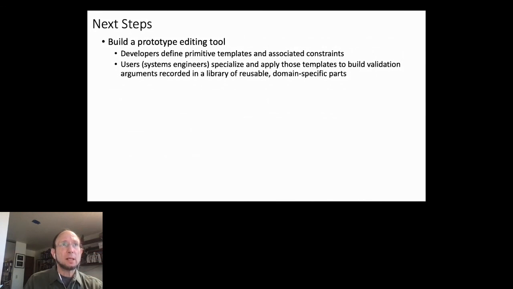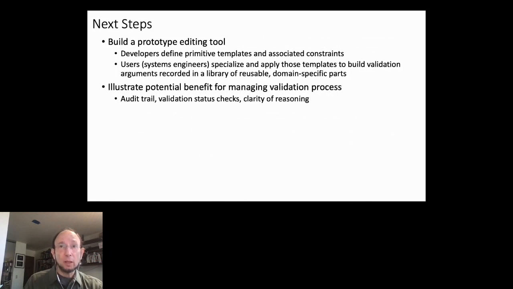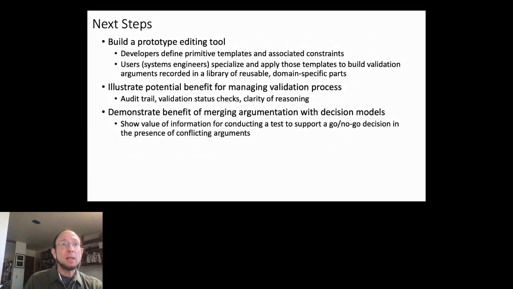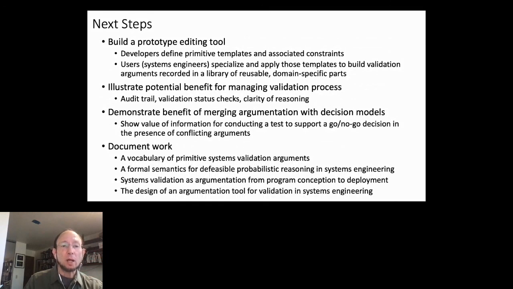Our next step is actually to build a prototype editing tool to illustrate the potential benefit from managing the validation process. Those benefits come in the form of an audit trail for arguments made, and validation status checks, like where are we in our development so far? What do we know? What don't we know? What do we believe? Clarity of reasoning is a principal benefit of any kind of decision analysis activity, often above and beyond turning the crank to say what decision you should make. You at least get clarity on the reasoning en route. And then demonstrate the benefit of merging argumentation with decision models. Lastly, documenting our work. So we've got a number of papers to be written.